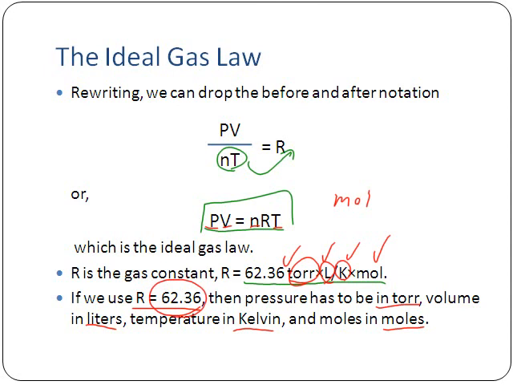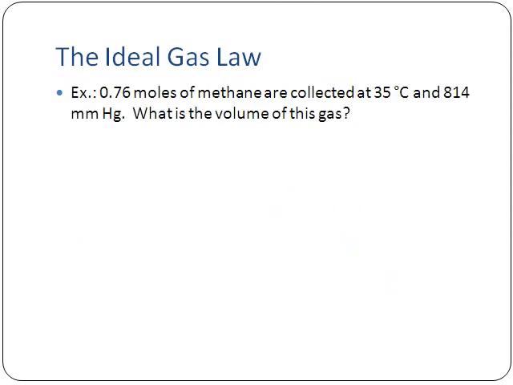So let's try an example. 0.076 moles of methane gas are collected at 35 degrees Celsius and 814 millimeters of mercury. What is the volume of this gas? To do this, we say this gas is not changing from one thing to another. Since it's not changing, we're going to use the ideal gas law. So PV equals nRT. Do we know the original pressure of this gas? It says it's at 814 millimeters of mercury. Now, what we know is the pressure has to be in torr.